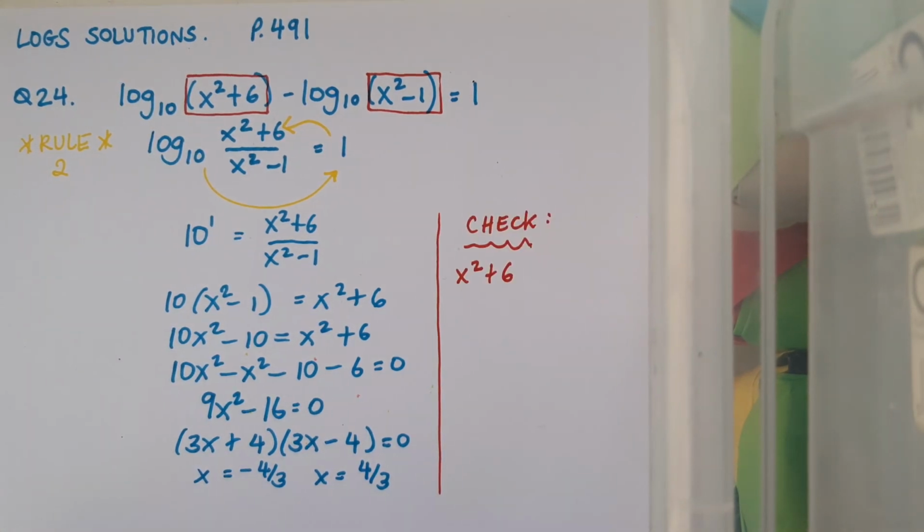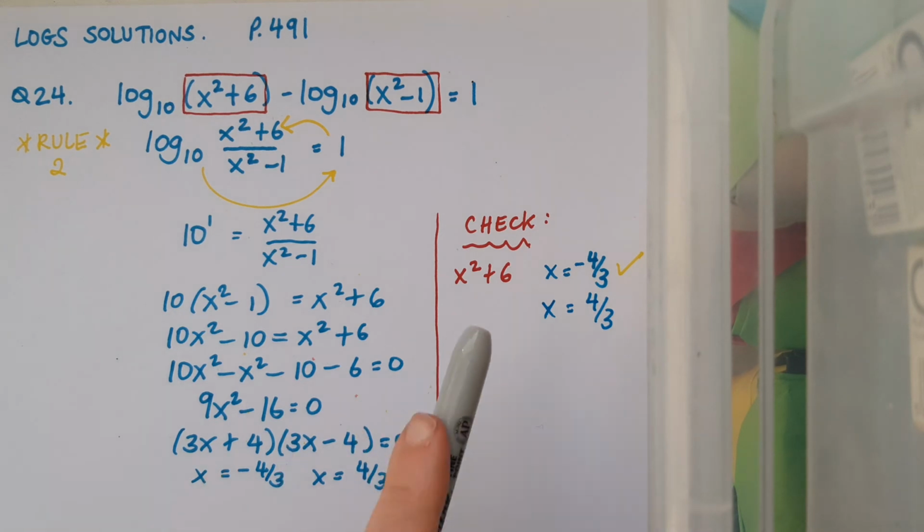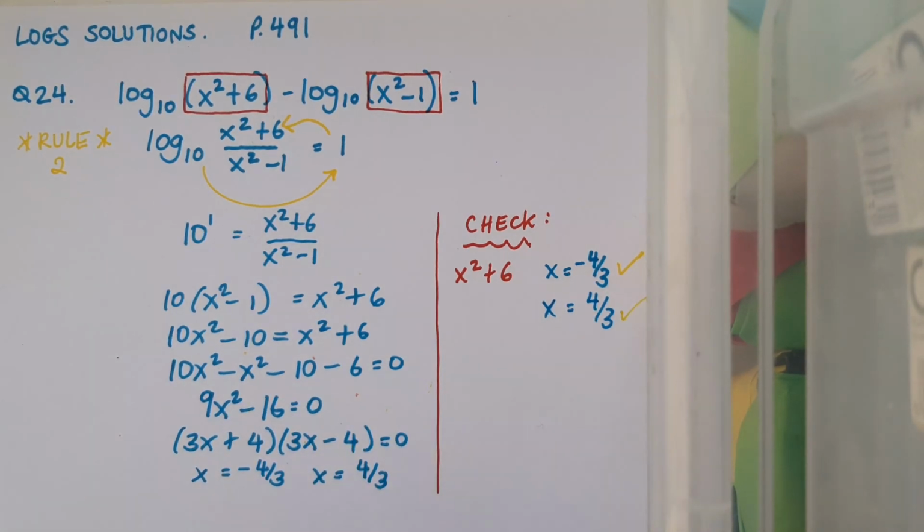So when I'm dealing with x squared plus 6, I can substitute x equals minus 4 over 3 into this expression to see if it's positive. And it is, so I can accept it. I can substitute 4 over 3 into this expression as well to check and see if I get a positive result. Again, you can use your calculator for this. And I do get a positive result, so both of those are fine for that first x squared plus 6.